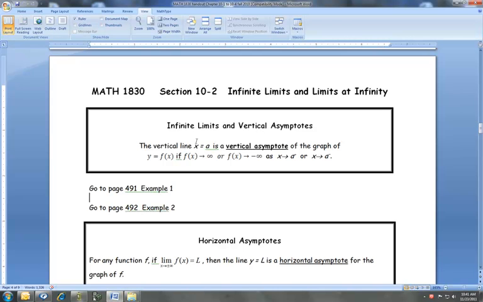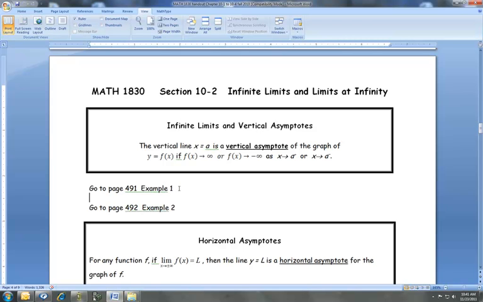A vertical line, x equals a, is a vertical asymptote of the graph of my function, y equals f of x, if f of x is going to positive infinity or negative infinity as x approaches that value from the right-hand side or the left-hand side. Think of your vertical asymptotes. This is where you had a break in your graph and your curve snuggled in to the asymptote on both sides. There's some good examples you need to see in the book.